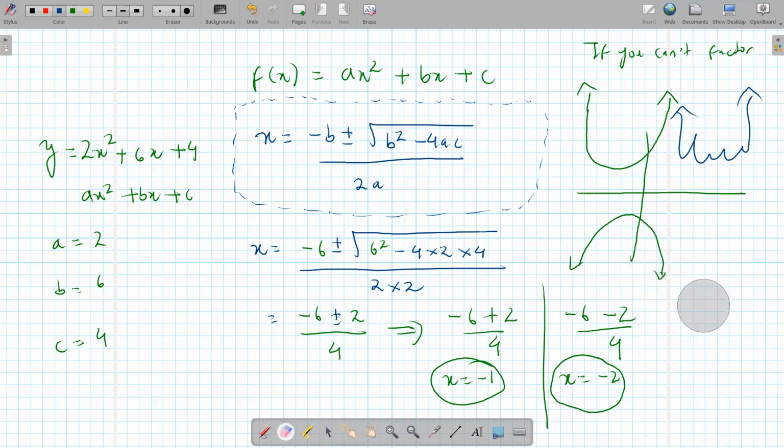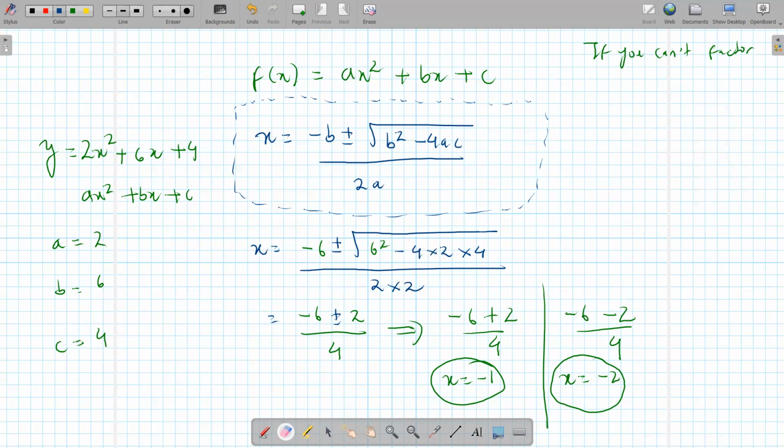So that's the graphical way, right? But how can we deduce algebraically that it won't have an x-intercept? And this is how you do that. That was the question that we had before. 2x squared plus 3x plus 4. A is 2, B is 3, C is 4, right? If you compare this with this.